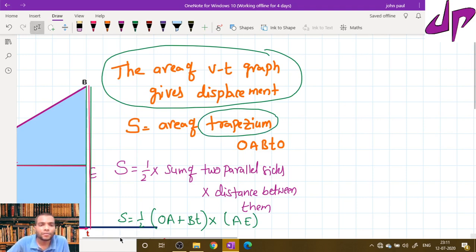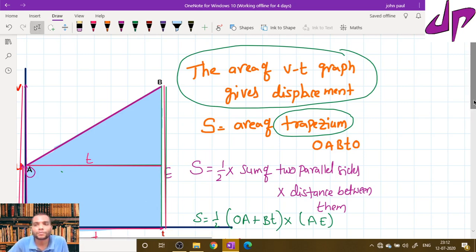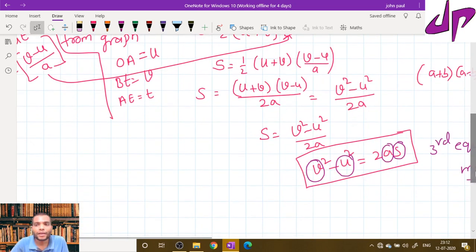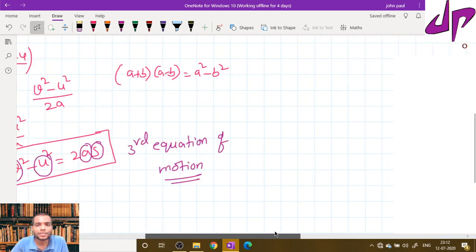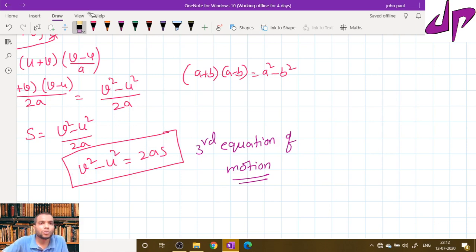From our graph, the two parallel sides are O to A and B to T, and the distance between them, meaning the distance between the two parallel sides, is AE. From the graph we can substitute the corresponding values. If we simplify and reach the final expression, that gives us the third equation of motion, which says V square minus U square equal to 2AS.